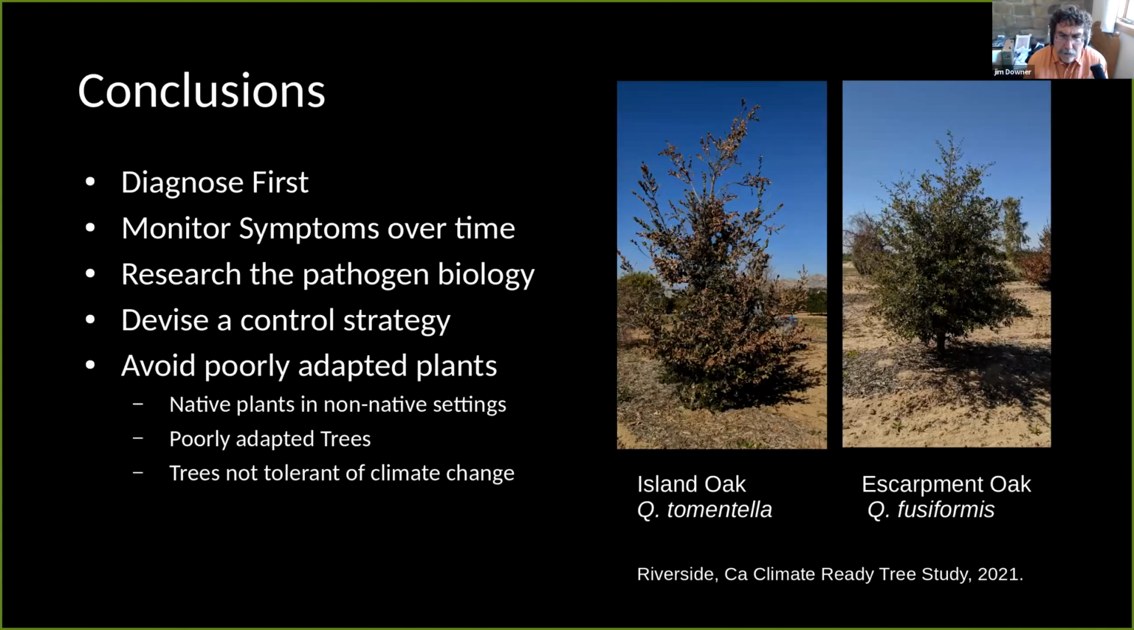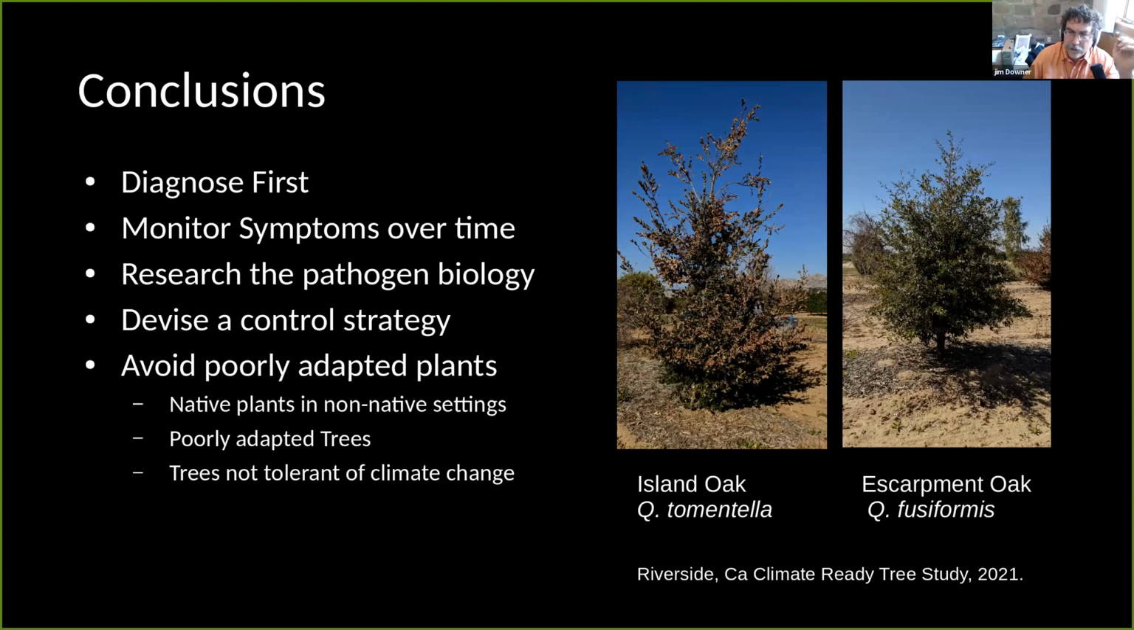And my last slide, this is a slide from the climate ready tree study in Riverside of two different kinds of oaks. One is the island oak, Quercus tomentella, and the other is the escarpment oak, Quercus fusiformis. The island oak grows in the Channel Islands, Catalina Island, where it never gets particularly hot. Last year, we endured in Riverside 120 plus degrees, and all the island oaks were fried on the south side where the sun was exposed to them.